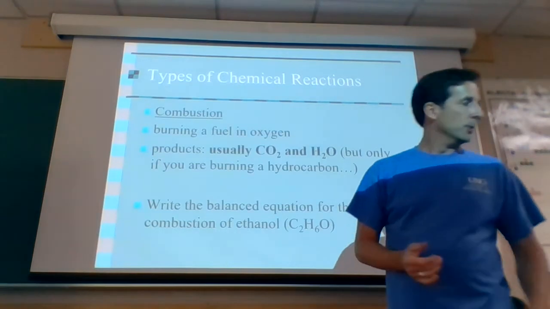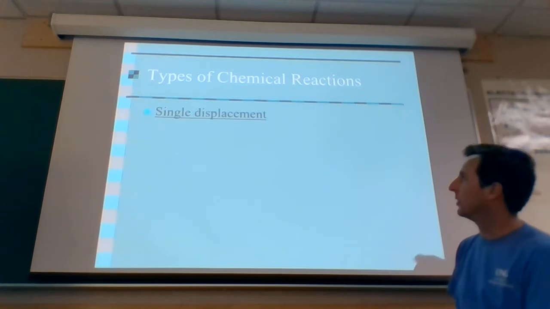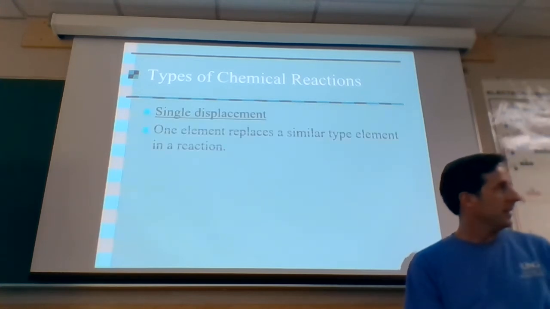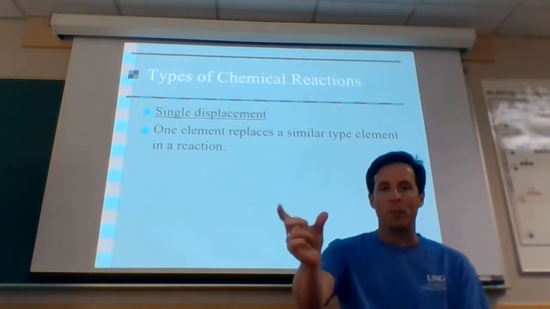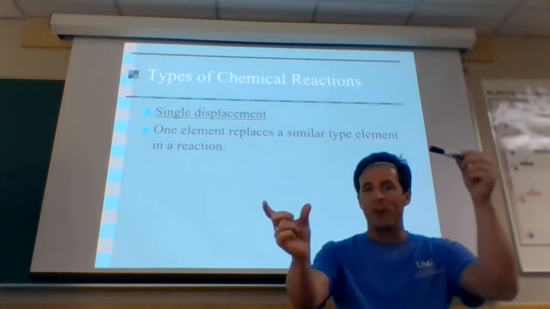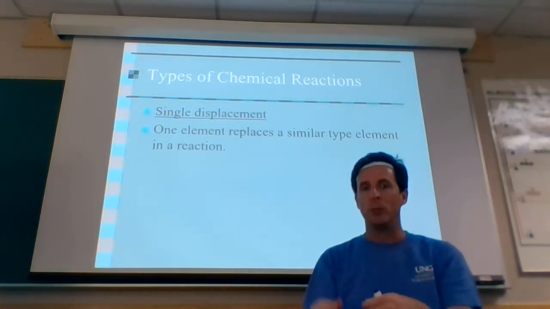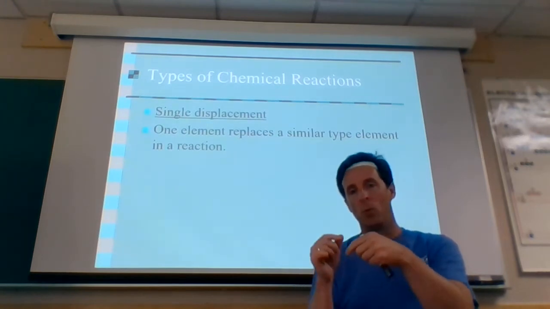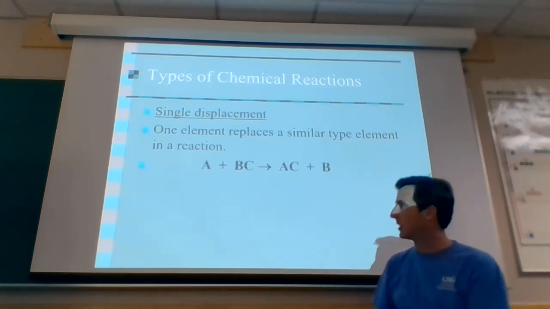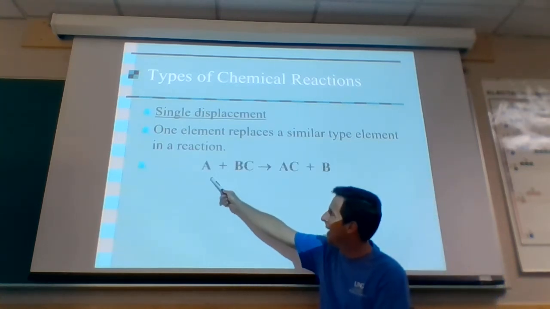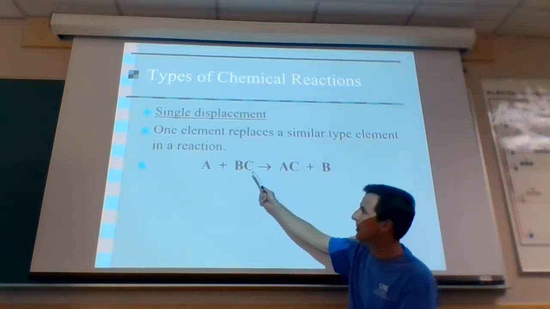All right, so now back to our PowerPoint. So our next type of reaction is called single displacement. The idea is we're going to have a compound. Usually they'll contain 2 elements most of the time. We're going to add another element to that compound, and the new element that we've added is going to replace one of the elements that was already present. Okay, so the general form of it looks something like this. I add element A to compound BC. A wants to jump in and kick out either B or C.